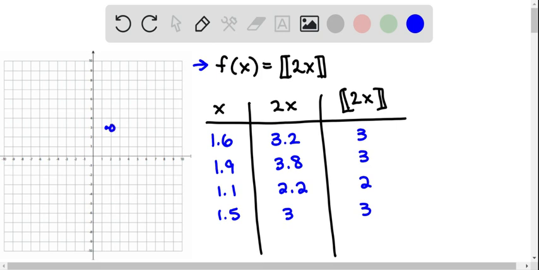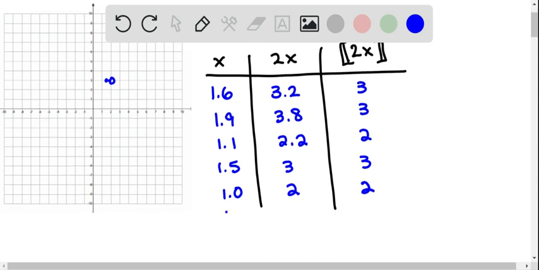Okay. Now how about numbers that fall between 1 and 1.5? We already have 1.1 there. What if we did 1.0? If we double that, we get 2, and its greatest integer value is 2. If we did 1.4, double that, we get 2.8, and the greatest integer value is 2. So anything between 1 and 1.5 is going to have a greatest integer value of 2.